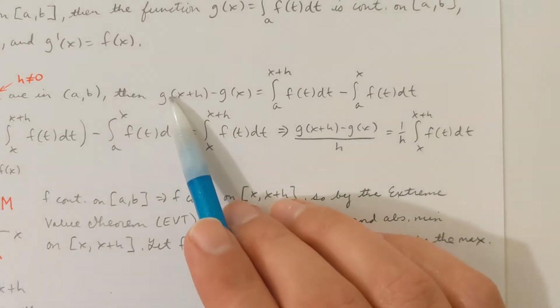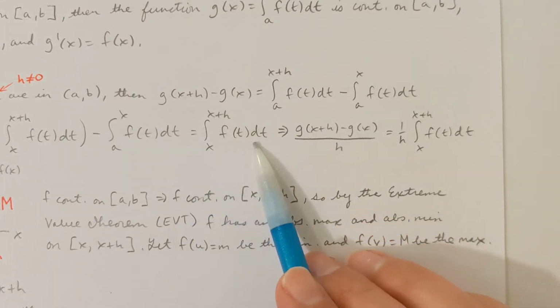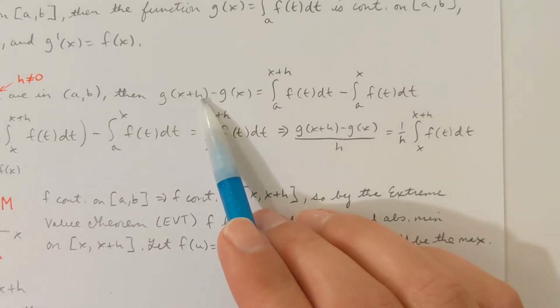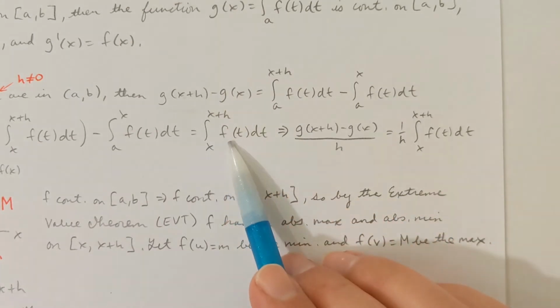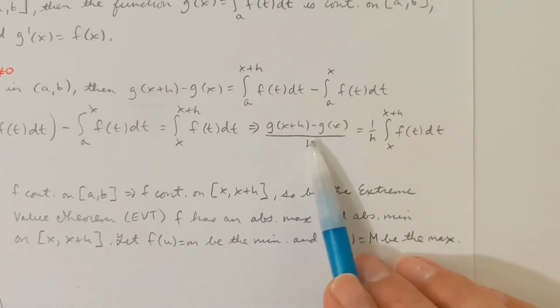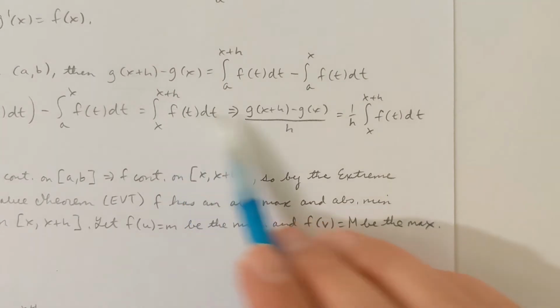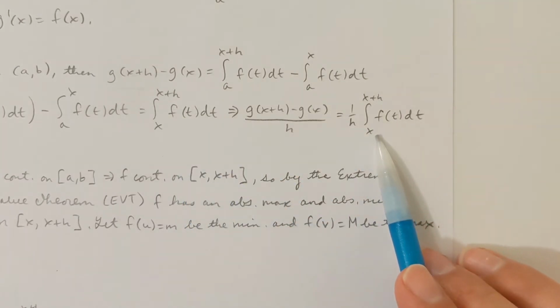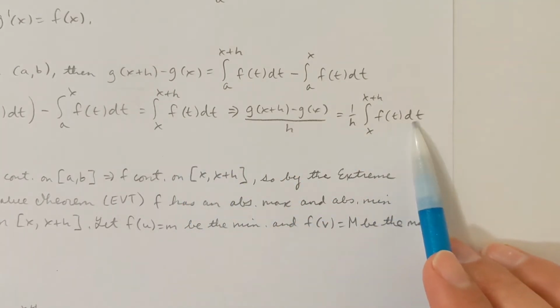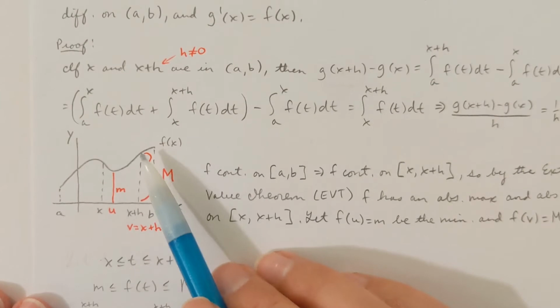Now, that's g of x plus h minus g of x, which is this integral here. So if I divide both sides by h, again, h is not 0, then g of x plus h minus g of x all over h would be equal to 1 over h times the integral going from x to x plus h of f of t dt. Now I'm going to come back to this a bit later. Here's a picture of what's going on.